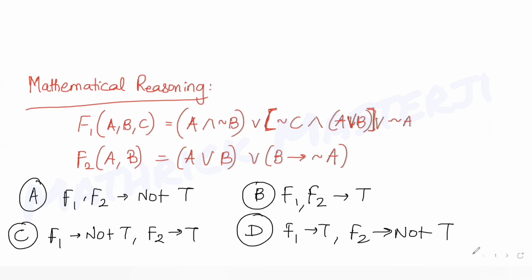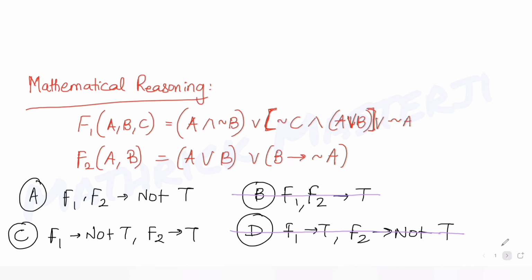Now once F1 is not a tautology, I can cancel option B here because it says F1 is a tautology, and I can also cancel option D here because it also says F1 is a tautology. So I have left only two answer choices remaining, A and C.